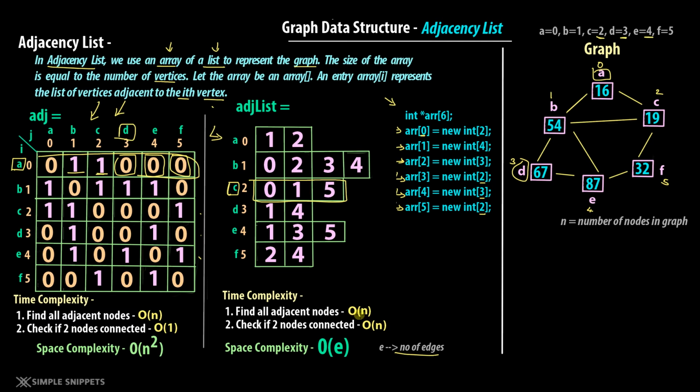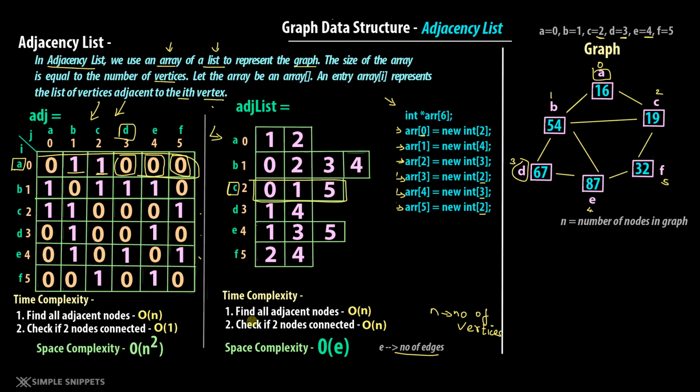So the time complexity is O of n, where n is nothing but the number of vertices, because the maximum number of vertices a particular vertex can be connected to is equal to n, right? Or n minus 1 basically, because A cannot be connected to itself. We are not considering self loops over here. So A can be connected to all the other vertices, which would be n minus 1, right? So time complexity comes to O of n.